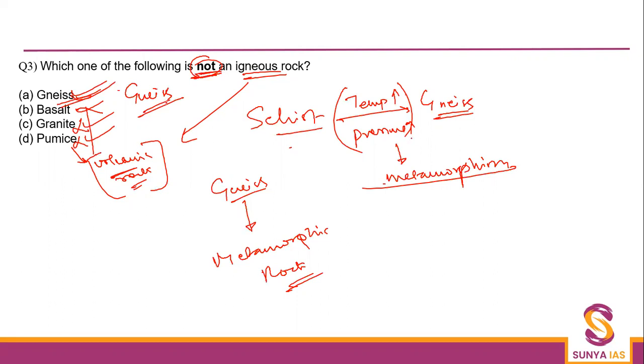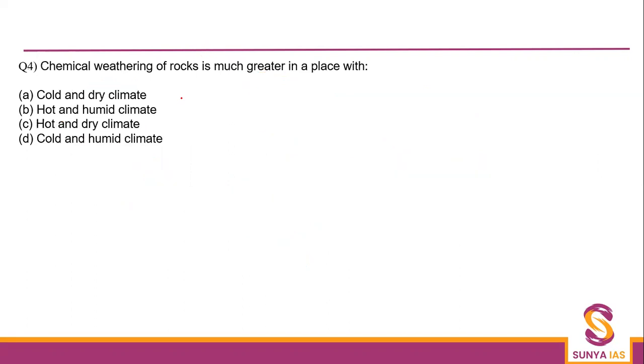All right. Other examples of metamorphic rocks: marble is a metamorphic rock, quartzite is a metamorphic rock, slate is a metamorphic rock. So these are the metamorphic rocks. The correct option here is option A. Now let's look at the next question.